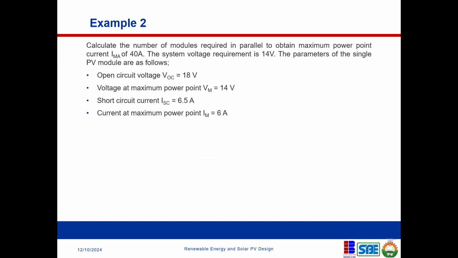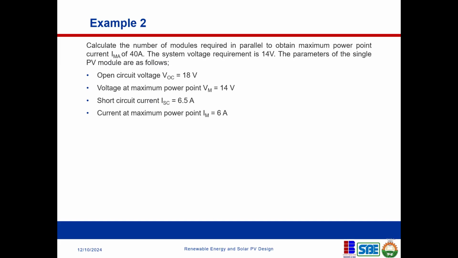So this is just an example. I think there's another example that we can look at. Calculate the number of PV modules required in parallel to obtain a maximum power point current. Now we are talking about current this time, of 40 amps. The system voltage is 14 volts. The parameters of the single PV module are given below.